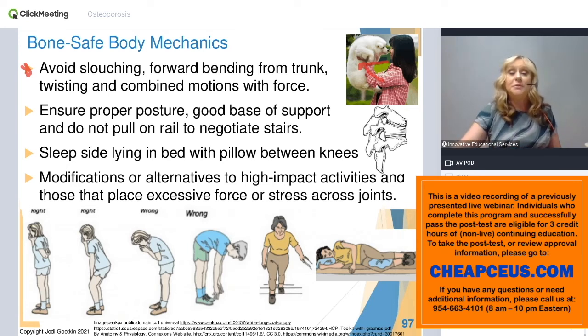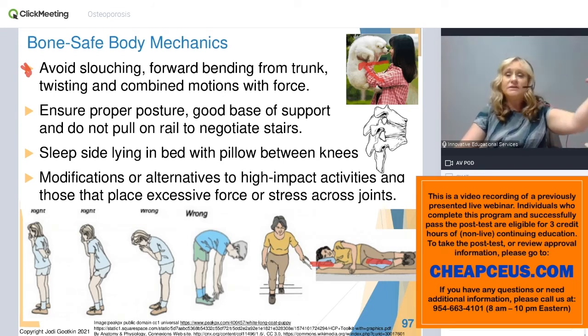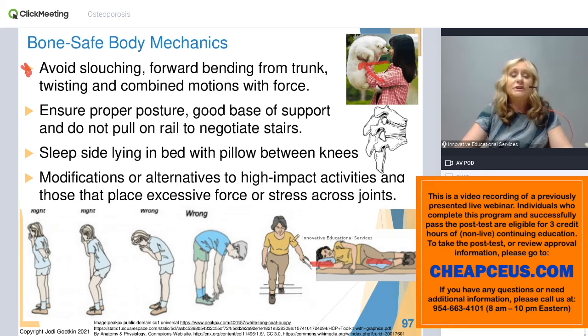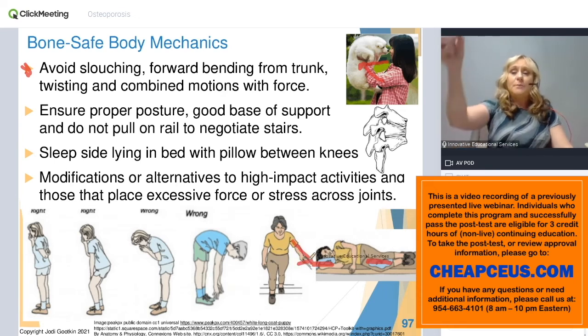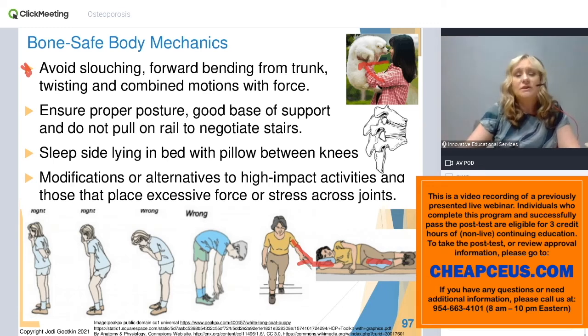Sleeping position. We want to make sure on the bottom right here there's a pillow between the knees, the head is supported, the trunk is aligned. When someone's going up the stairs, they should utilize the rail, but if they're reaching really far forward and pulling, we're creating that anterior excessive loading, so it might not be as protective as we think.